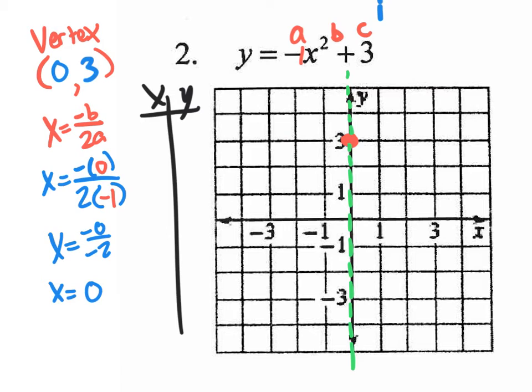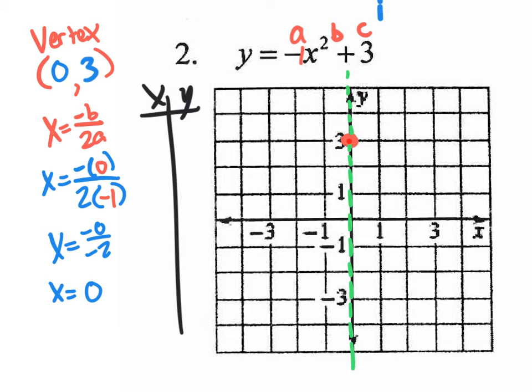If your a value is 1, remember the a value tells you if it's a wide parabola, a regular parabola, a narrow parabola. We know that all the a values of 1 are going to have the same pattern as our parent graph. And what's that pattern? 1, 1, 2, 4, 3, 9 from the vertex. So ask yourself, does my parabola open up or down? Down, because the a value is negative.